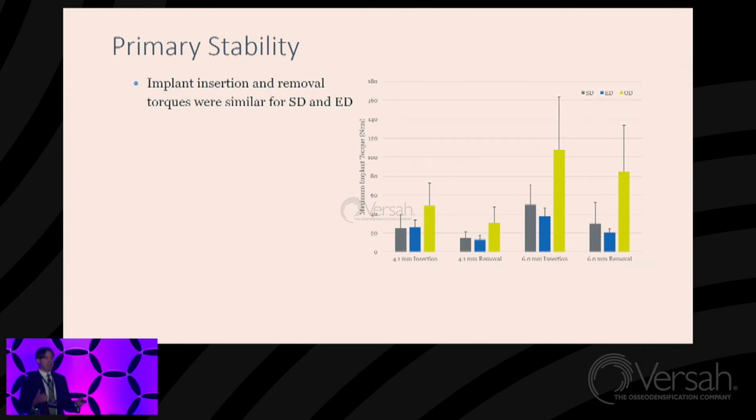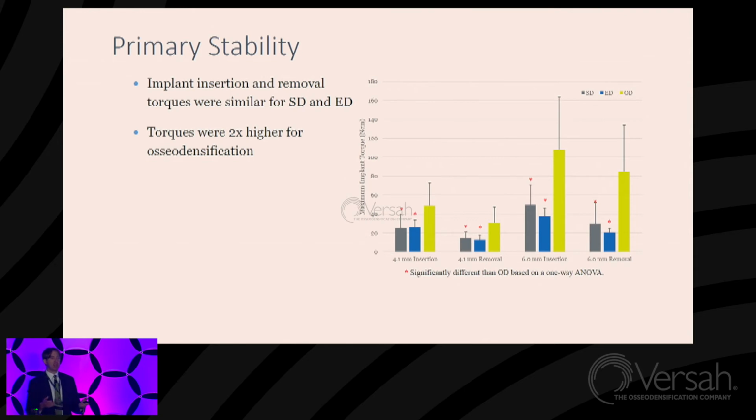So looking at the stability of the implants that we placed, we saw insertion and removal torques similar between the 2 types of drilling procedures, but they were increased by a factor of 2 with osseodensification. So the insertion torque, obviously you're threading the implant into the osteotomy, and you would expect to have a certain amount of insertion torque. We were really surprised and happy with the reverse torque, and we think that had some implications for demonstrating the stability of the bone.